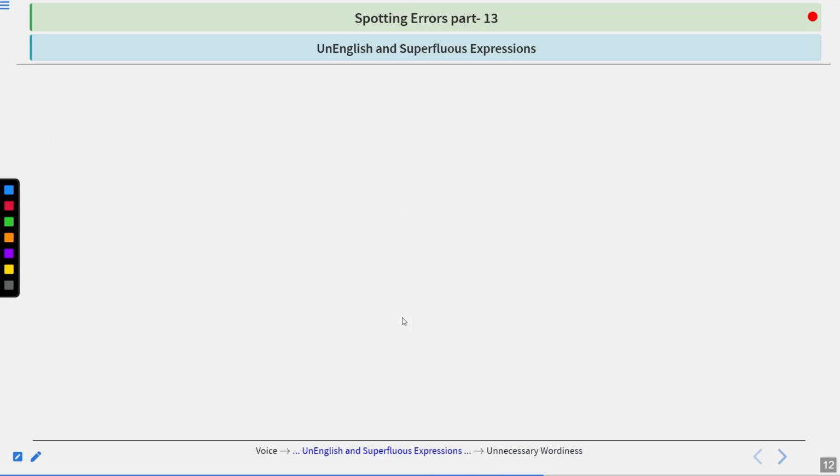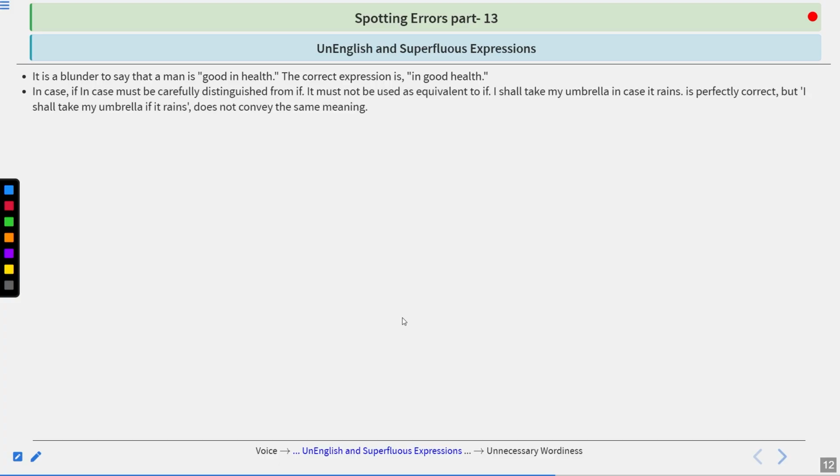Un-English and superfluous expressions. It is a blunder to say that a man is "good in health." The correct expression is "in good health." "If in case" must be carefully distinguished from "if"; it must not be used as equivalent to "if." I shall take my umbrella in case it rains is perfectly correct. But I shall take my umbrella if it rains does not convey the same meaning. It is a different meaning. It conveys that the rain will happen earlier than I take an umbrella.